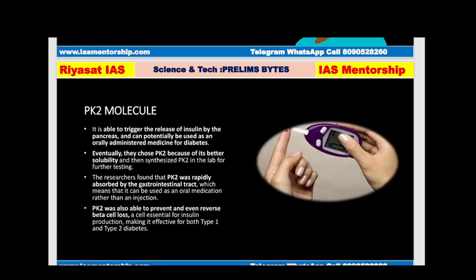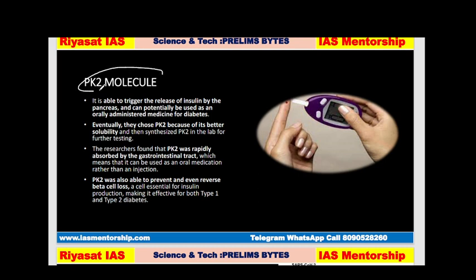Okay, moving ahead, next is your PK2 molecule. Basically, what is it? PK2 molecule is able to trigger the release of insulin by the pancreas and can potentially be used as an orally administered medicine for diabetes. मतलब कि एक नया invention हुआ है. That invention is for diabetic people for their medicines. Okay.